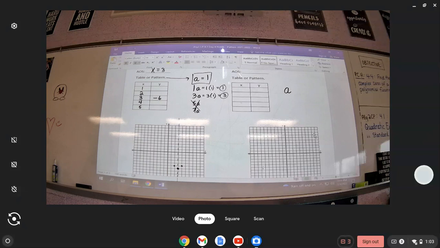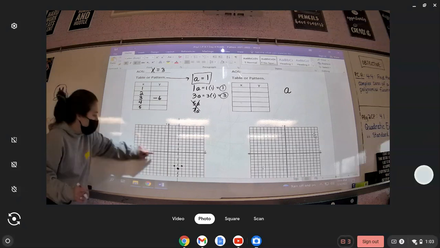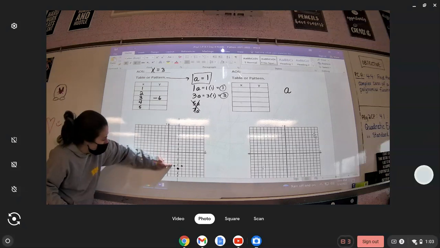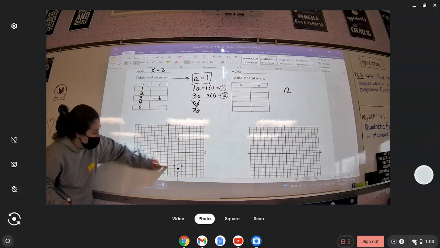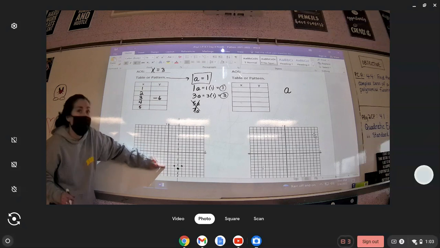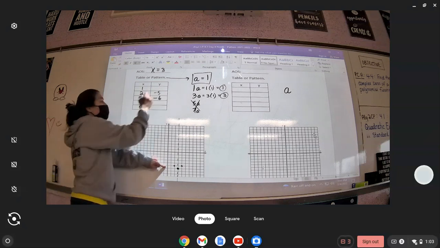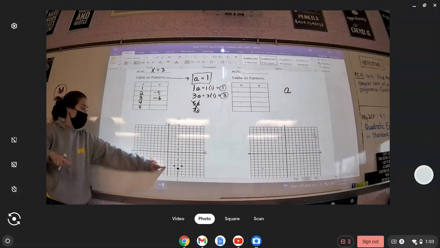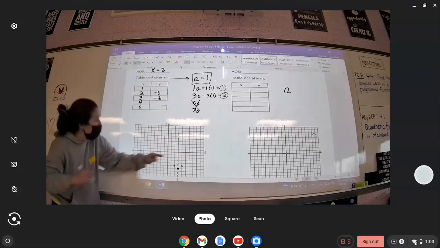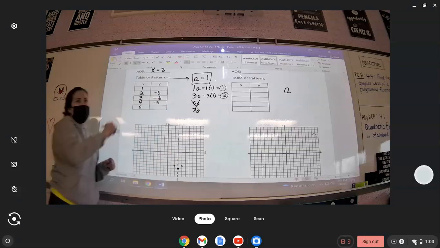So guys, I'm telling you right now, if you were doing the table and somebody plugged in 2, guess what number would have come out? Negative 5. I swear to you, if you plugged in 2, negative 5 was coming out. If you plugged in 4, negative 5 was coming out. And I'm going to make you do that in a second.